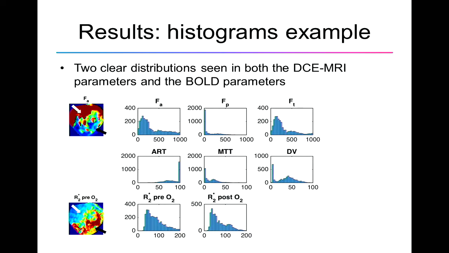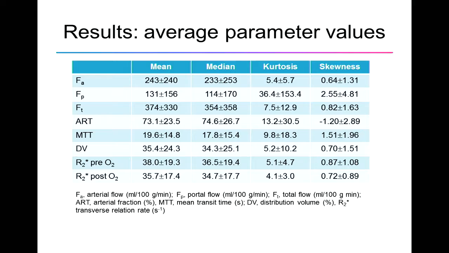Here you see histograms of the same tumor as shown on these maps, and we indeed observed 2 clear distributions in these histograms, both in the DCE-MRI parameters and also in the R2 star maps, which is indicative of high heterogeneity in these ROIs.